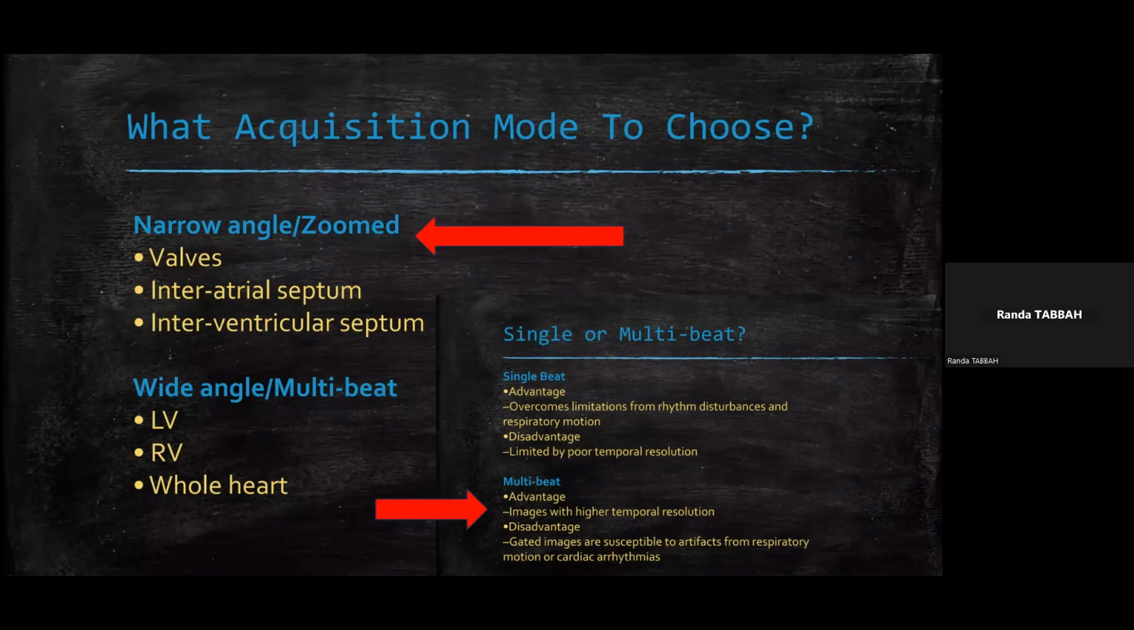What is the difference, and what is best between the multi-beats and the single beats? The multi-beat has a better advantage because we have better images with higher temporal resolution. But the disadvantage is that in patients with respiratory issues or cardiac arrhythmias, we can't have a good image and can't use the multiple-beat images. In these cases, the single beat is possible, but we will have limited, poor temporal resolution.